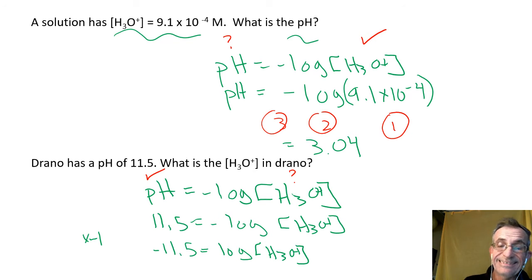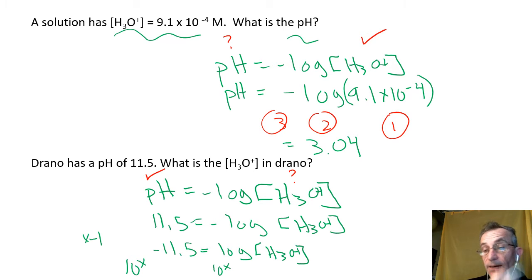So in this case, I need to get LOG to the opposite side. So what is the opposite of LOG? It's not multiplying or dividing. It's not adding and subtracting. The opposite of log is called the antilog, or sometimes you'll see it on your calculator, it'll say 10 to the x. So 10 to the x destroys, cancels out log. It's the opposite.